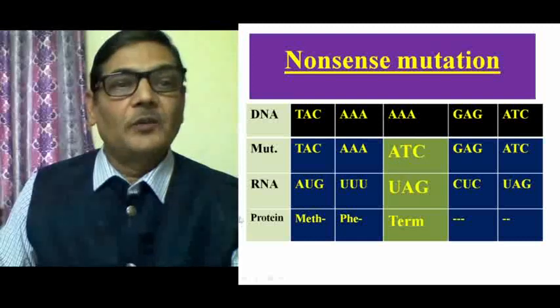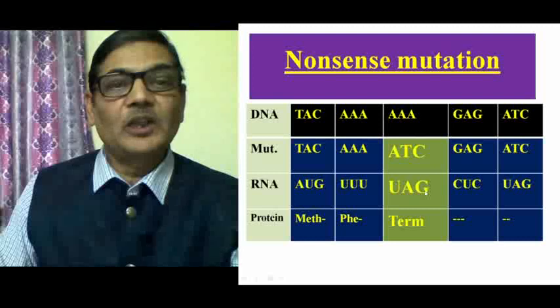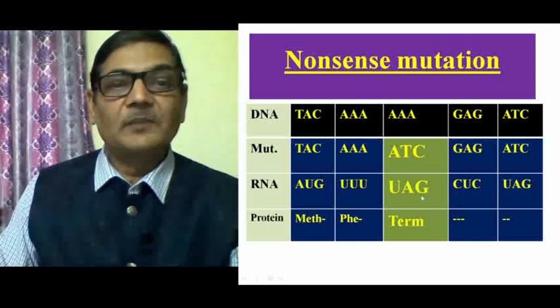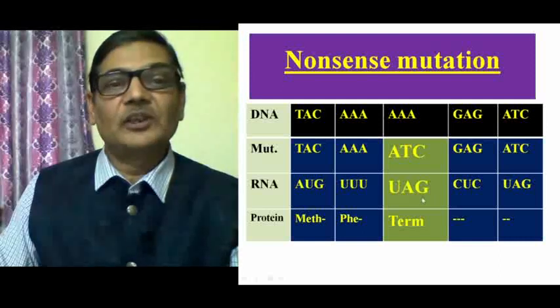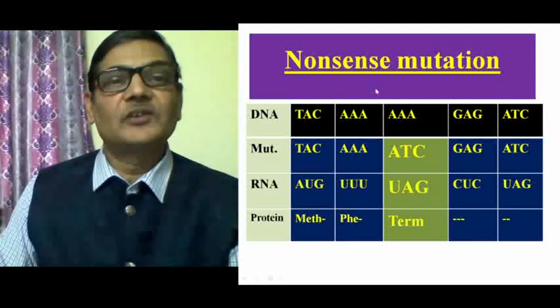So when messenger RNA is synthesized, it will have UAG, and this UAG does not code for any amino acid. It is actually a stop codon, so protein synthesis will get terminated over here, and a complete polypeptide chain will not be synthesized. So this is referred to as nonsense mutation.